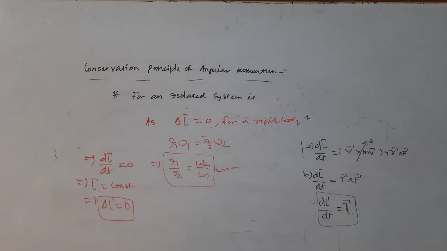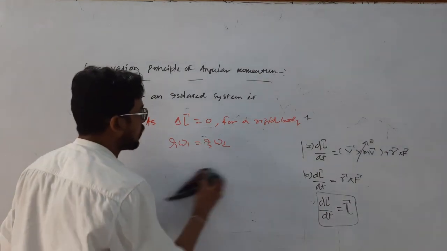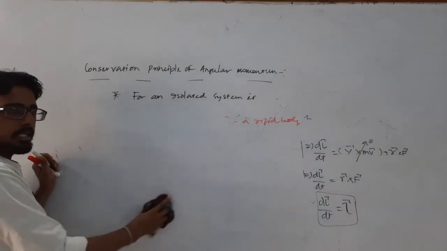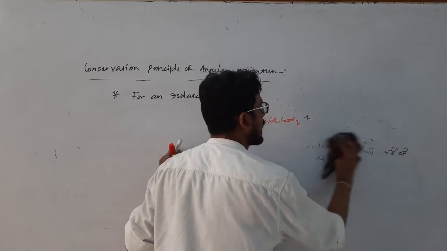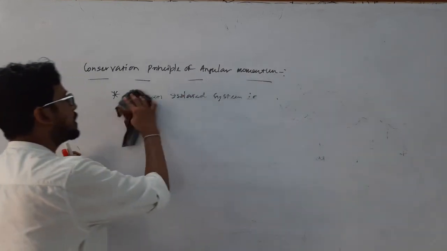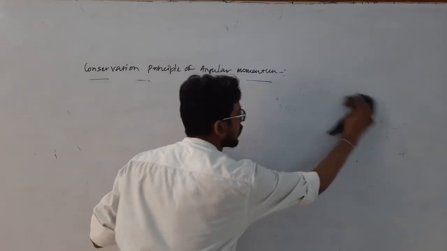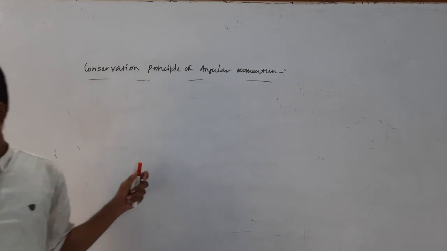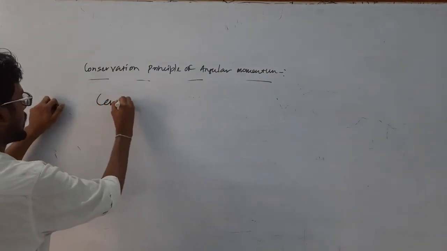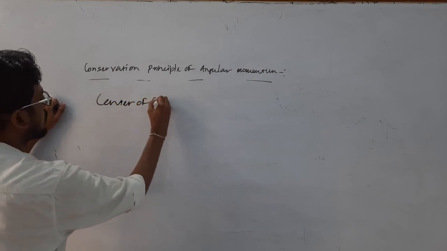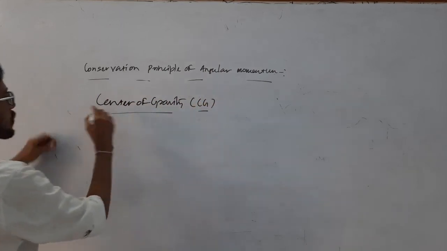Okay, so next we have to discuss, we already know what is center of mass. It is an imaginary point where the total mass of a rigid body is supposed to be concentrated. It may lie inside the body or outside the body. Same as the center of mass, there is another point where the total weight of the body is concentrated. That is known as center of gravity, or CG. So what is center of gravity?